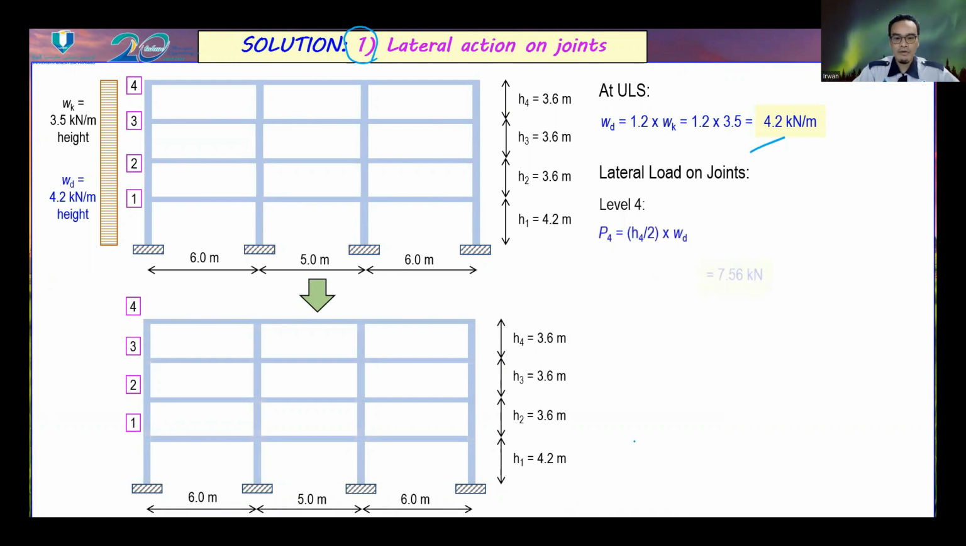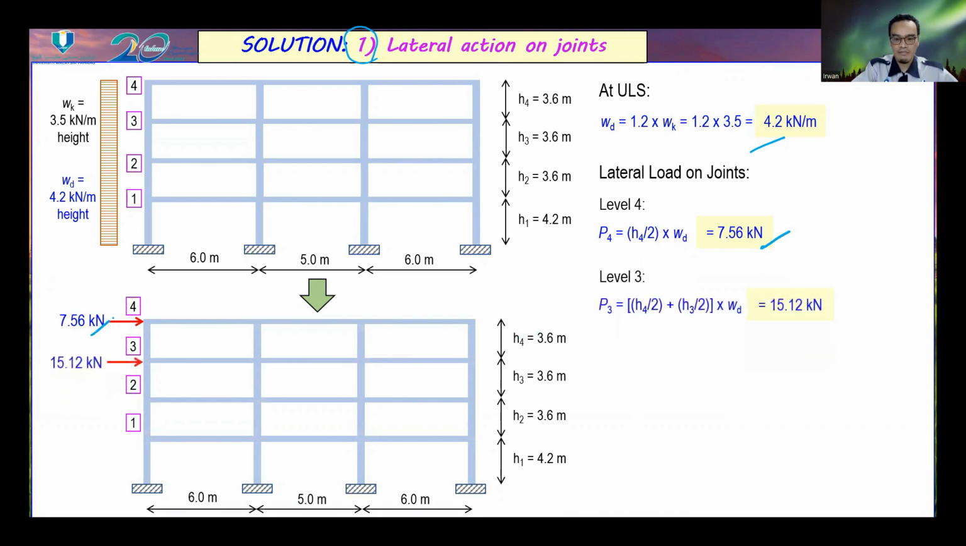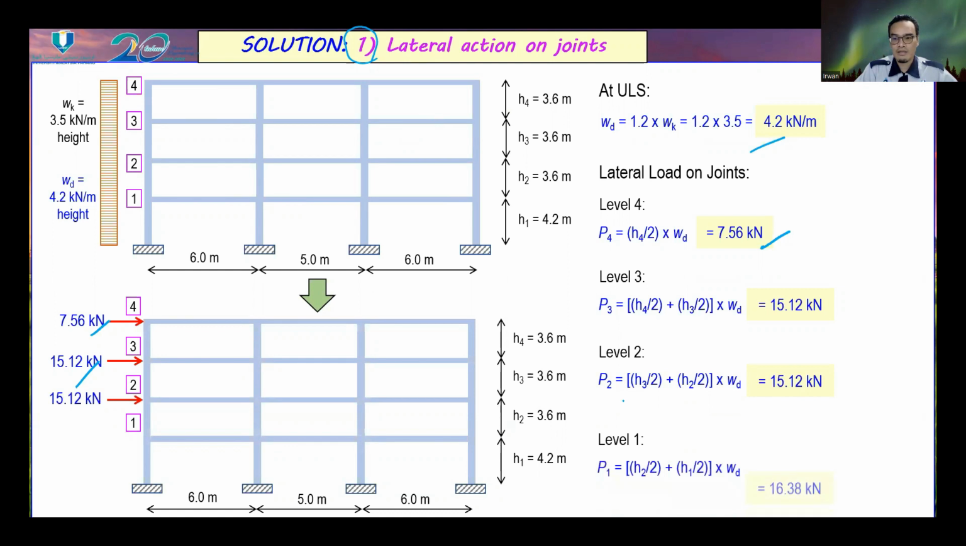So at level number 4, the story joint load is equal to 7.56 kilonewton. At level number 3, the value of lateral load is equal to 15.12. And the value is similar for level number 2. And finally, at level number 1, the lateral load is equal to 16.38 kilonewton.